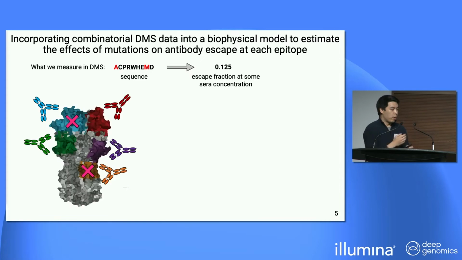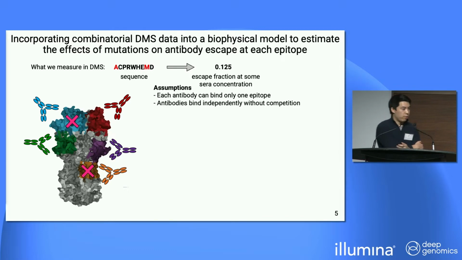What we wanted to learn was, first, what are the specific epitopes being targeted by neutralizing antibodies in the sera, and secondly, what are the mutations that prevent these antibodies from being able to recognize the epitopes. To go into the details of this model, we start out with a few assumptions. The first assumption is that each antibody can bind only one epitope. Like a blue antibody can only bind the blue epitope. It can't bind blue and red, for instance.